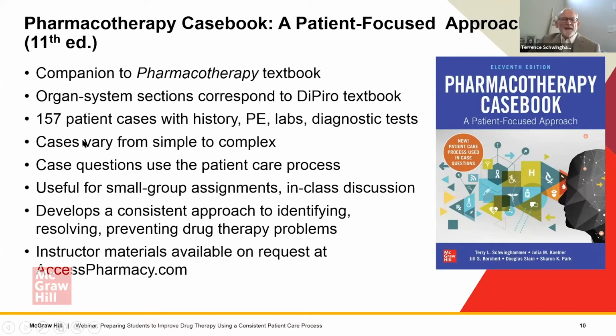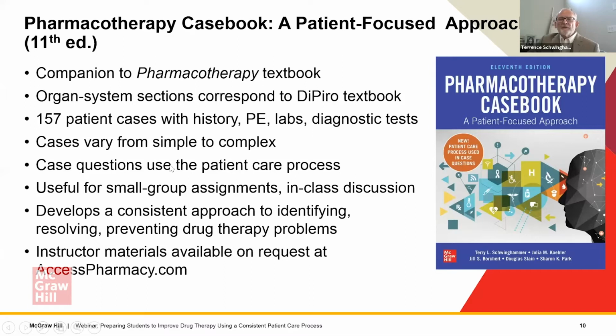And they vary from simple cases with maybe one straightforward disease to very complex cases, maybe a critical care case and a patient has multiple comorbidities. And each case is labeled with its level of complexity. So as an instructor, if you're looking for something simple for the students to start at, you can look for a level one case. If they're able to handle more complex cases later in the curriculum, you might look for a level three case.